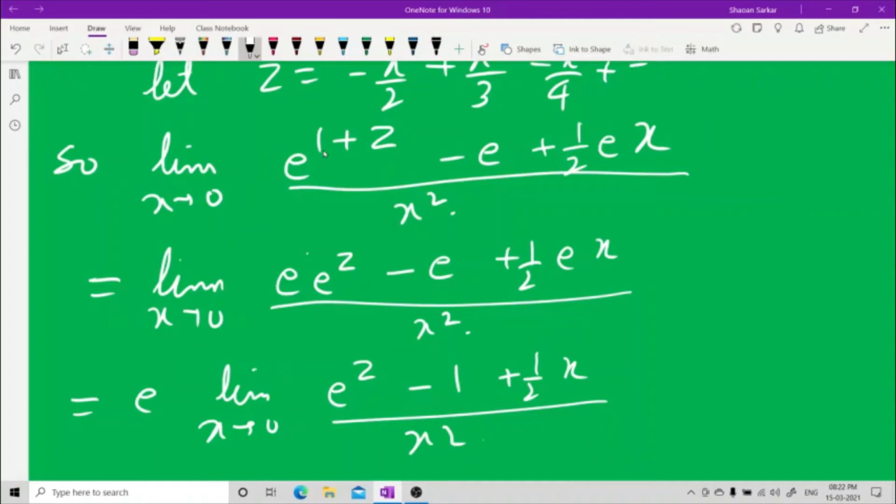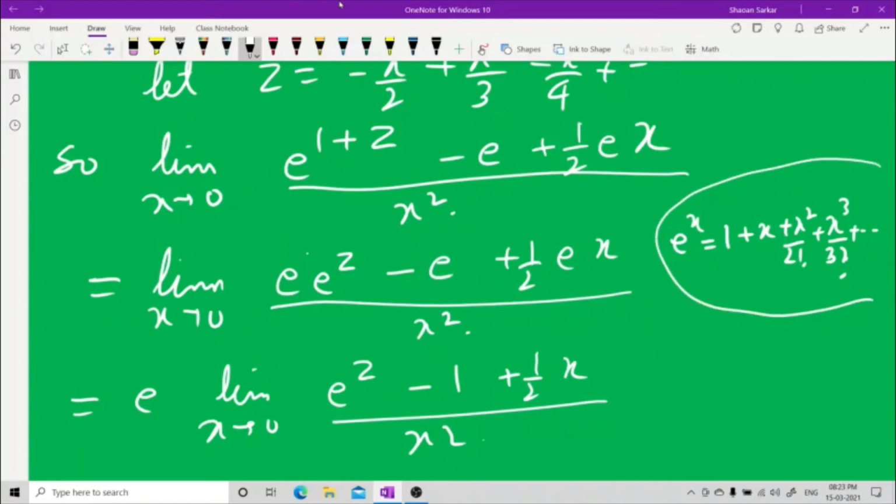What is e to the power of x? By definition, e to the power of x is 1 plus x plus x square by 2 factorial plus x cube by 3 factorial, and so on and so forth. Let me rewrite. e to the power of x can be written by definition as 1 plus x plus x square by 2 factorial plus x cube by 3 factorial and so on. This is the normal definition.